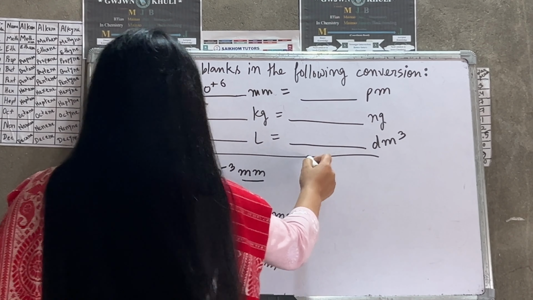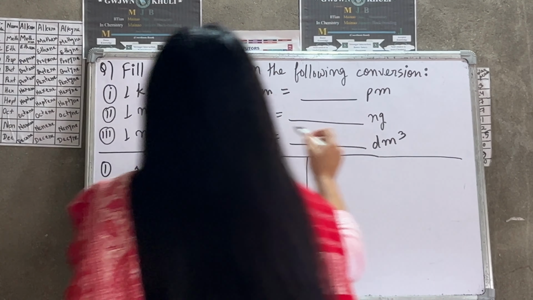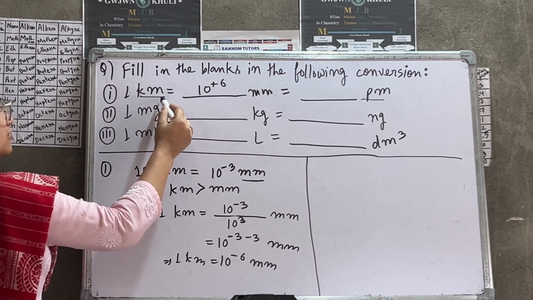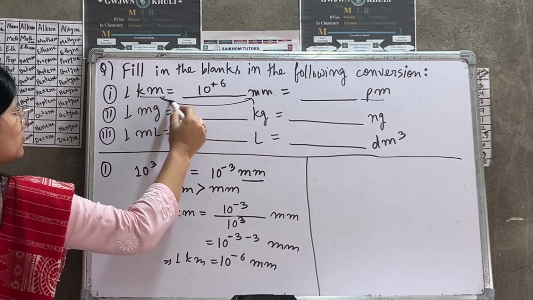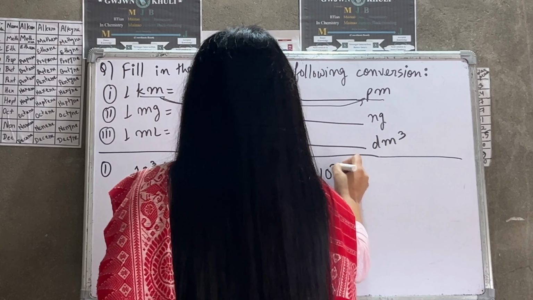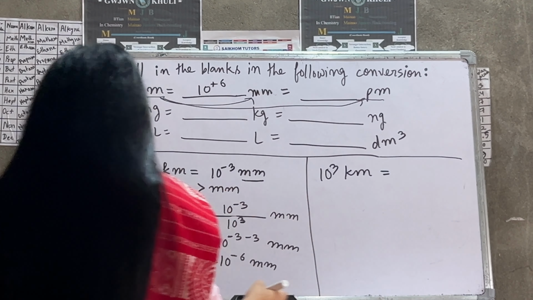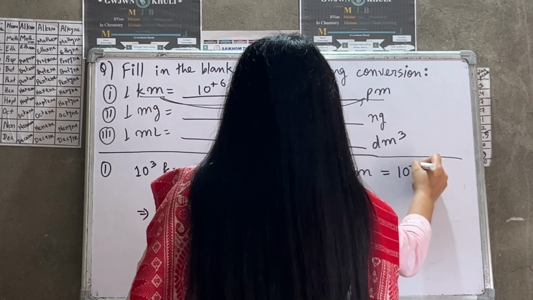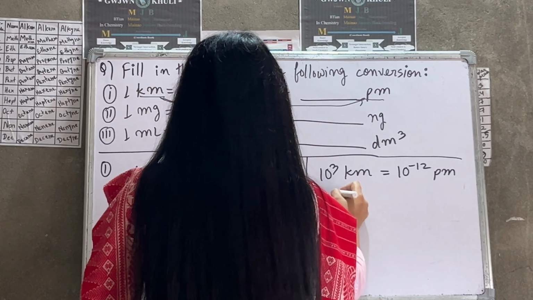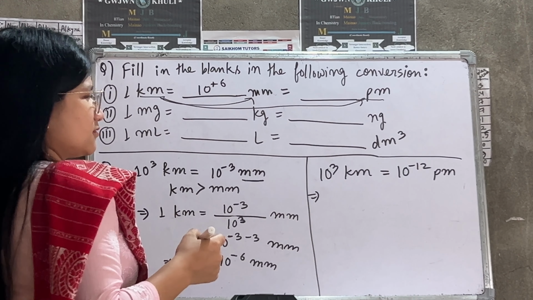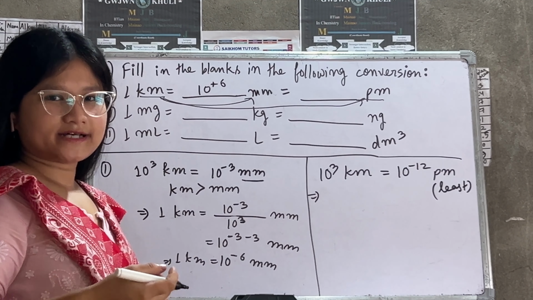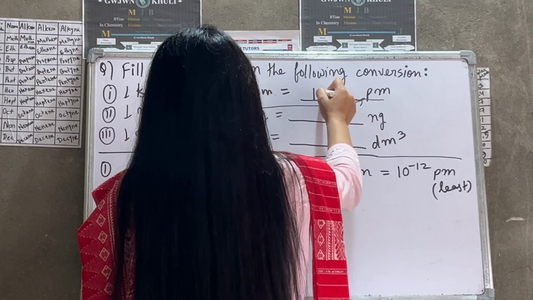Clear? So now after that we need to convert from kilometer to picometer. We need to convert kilometer to millimeter and kilometer to picometer. So same, 10 to the power 3 kilometer, and the value of picometer is 10 to the power minus 12 picometer. Here, which one is the least value? Picometer is the least value. So here also it is highest to least conversion, and highest to least conversion is 10 to the power positive.